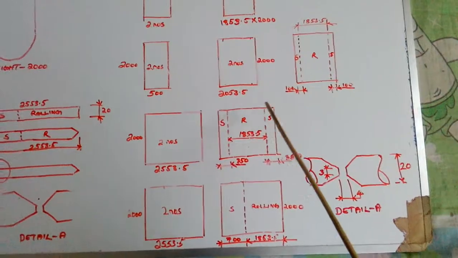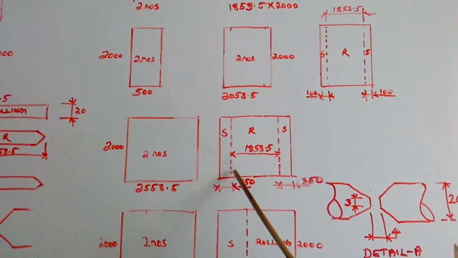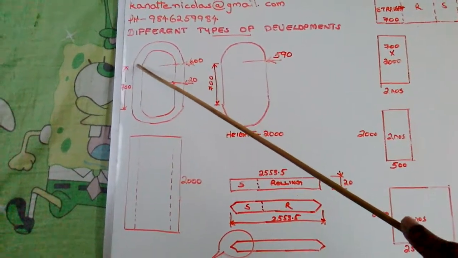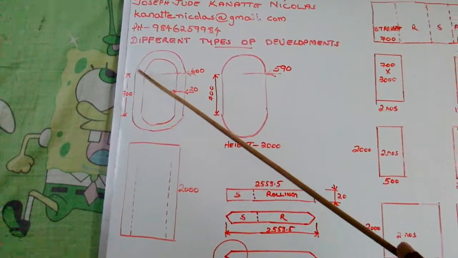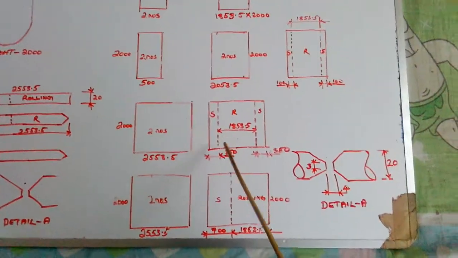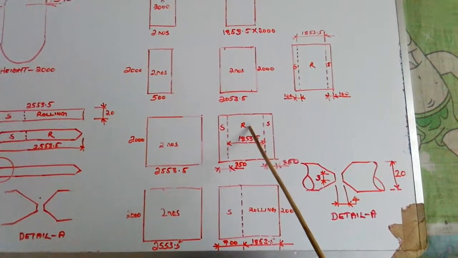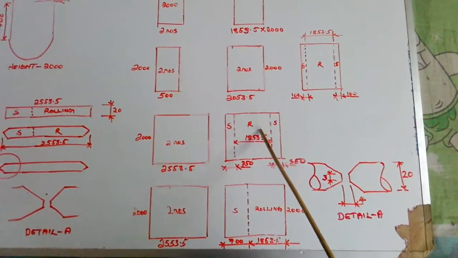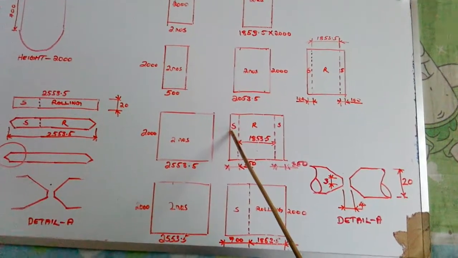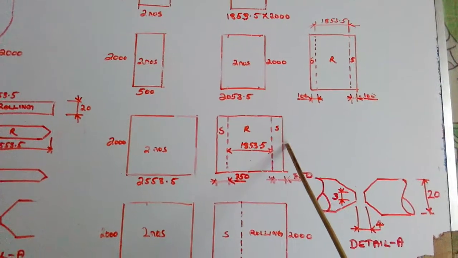Its description I have given here. From here to here, no need to roll. It should be a straight piece. It is 350 mm. Then rolling comes. That rolling is 1853.5. From dotted line to dotted line, we have to roll. I have indicated R. It indicates rolling. In this portion we have to roll, and in this portion from dotted line to this thick line we shouldn't roll. It should be a straight piece. Like that here also, from dotted line to thick line we shouldn't roll. It should be a straight piece.